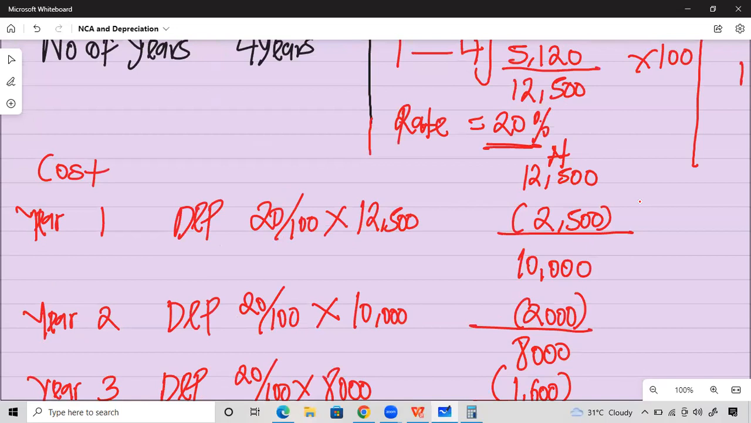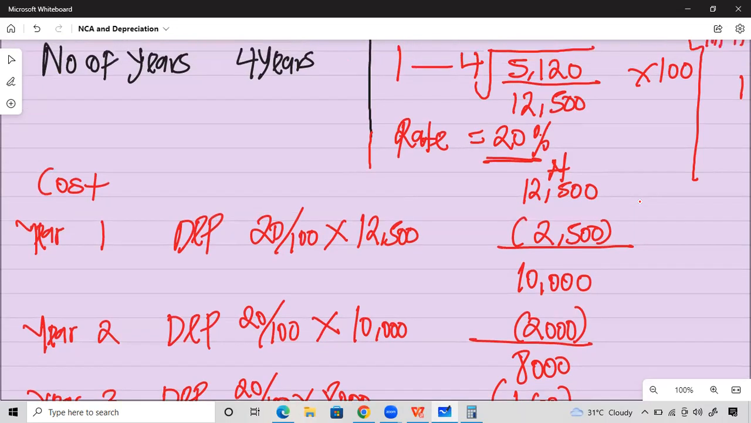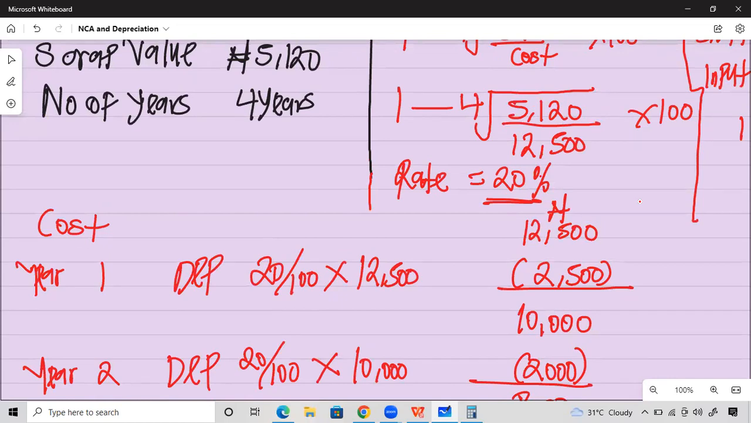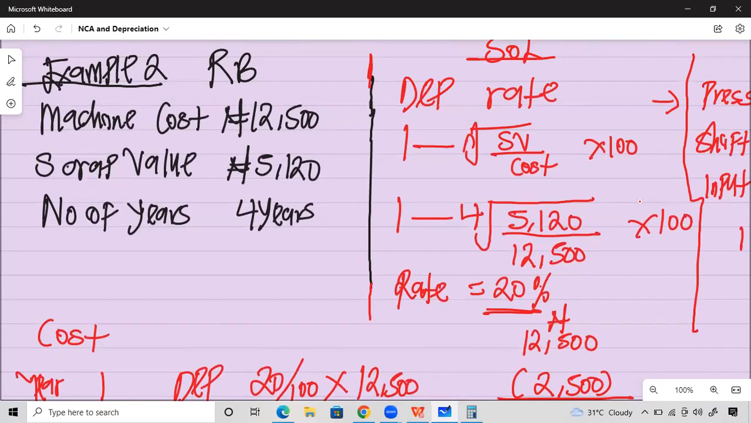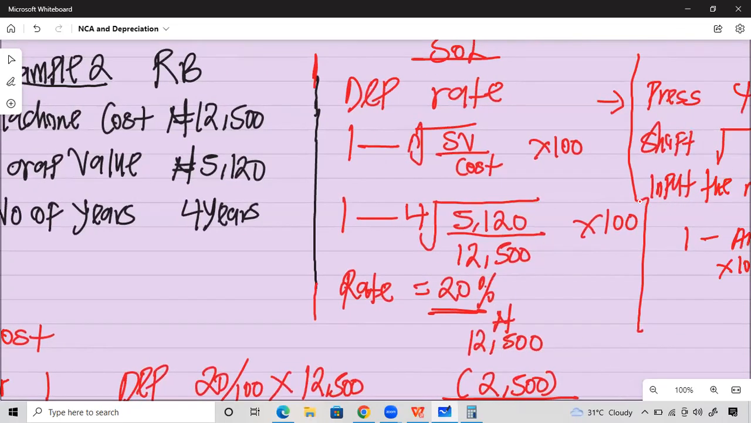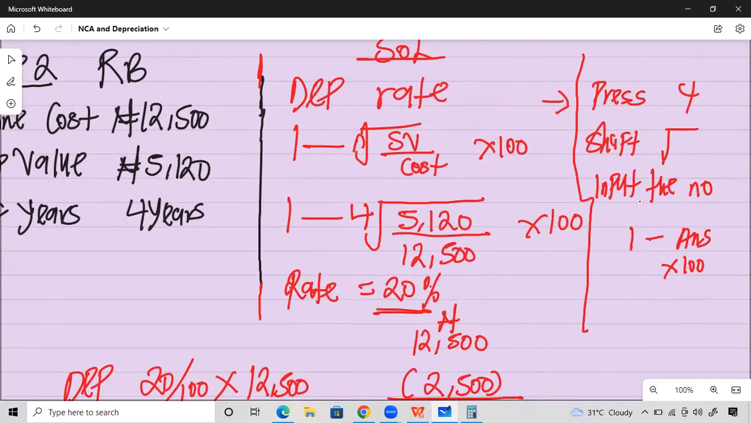So I'm still going to do voice notes on how you need to get this, but you need to get your calculator with you. Some of us may not have our calculator, but based on this process, you press 4 on your calculator, then shift, press your square root, input the number, whatever you have, 1 minus that answer, multiply it with 100, you get the rate.